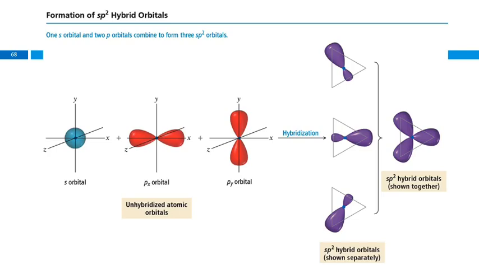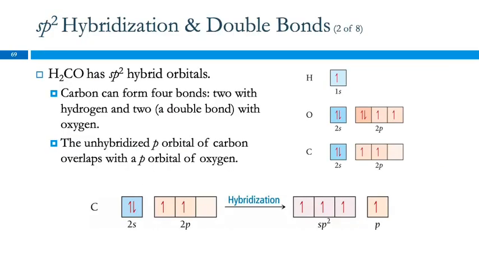And then the unhybridized p orbital is going to be sticking straight up here, in and out of the screen, because it was the x and the y that hybridized, and so it's the z that's left sticking out. This explains the formation of double bonds. So H2CO has sp2 hybrid orbitals because I'm telling you it does.